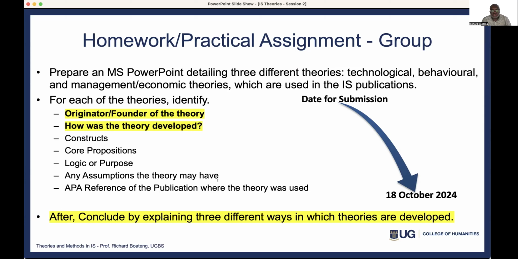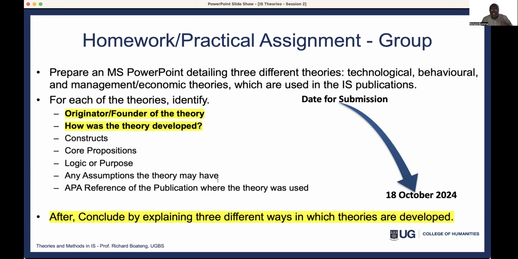Now, for each of the theories, find out who founded the theory and how the theory was developed. That's more important to me. And then the constructs of the theory, the core proposition of the theory, the logic of the theory, the assumptions of the theory, if there are any of them. And then a paper that the theory was used in. So you are doing a PowerPoint presentation, but quite detailed, and it's a group work.